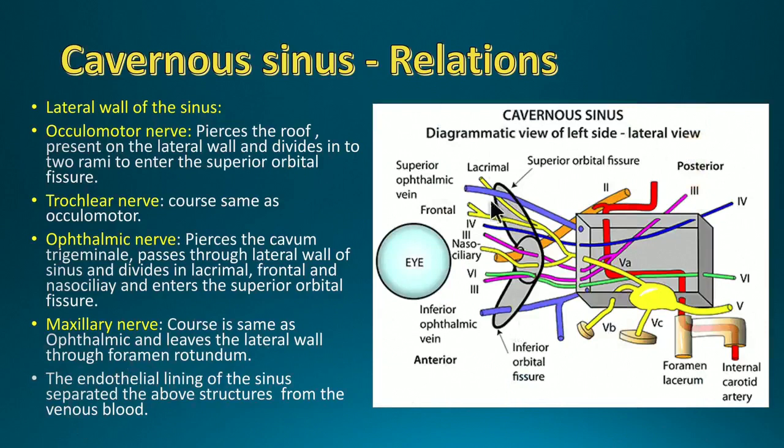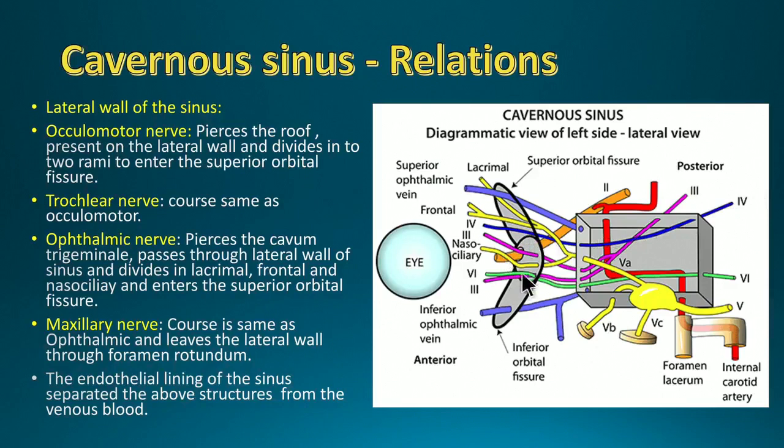Okay, this is a schematic diagram again. So this diagram I included so that you can reproduce this diagram. The sinus is actually shown as a cubicle. This is posterior, this is anterior. So posterolaterally the trigeminal ganglion is seen here. Along the lateral wall, the third nerve, fourth nerve, trochlear nerve.